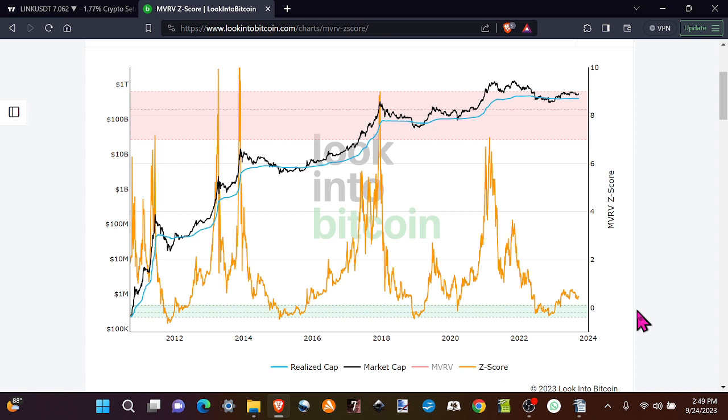Let me know what you think about this chart in the comment section below. Do you think we're going lower? Do you think we're going to go down to 25K, 20K, or do you think we're going to go up to 30K? Please let me know what your opinion is in the comment section below.